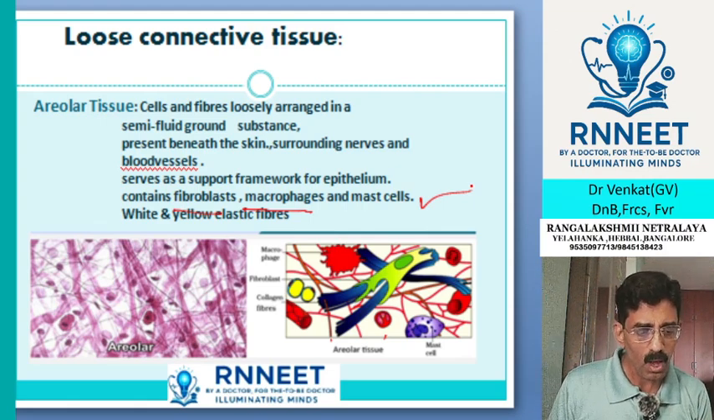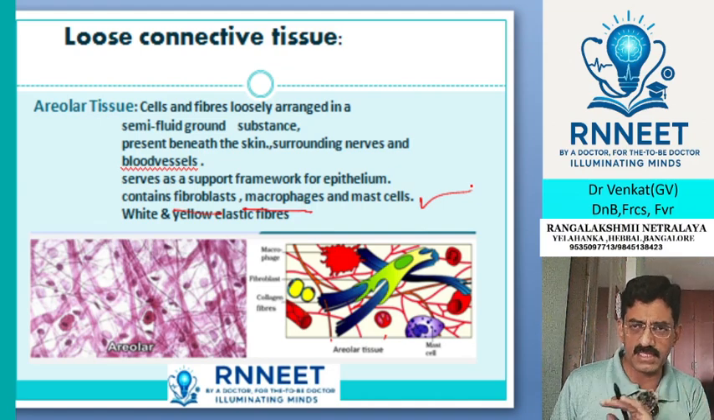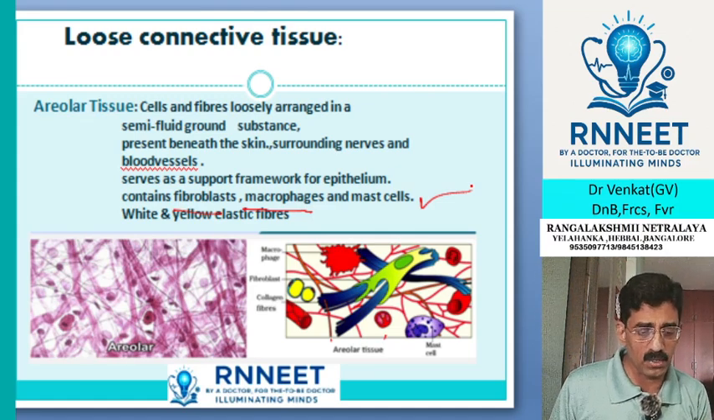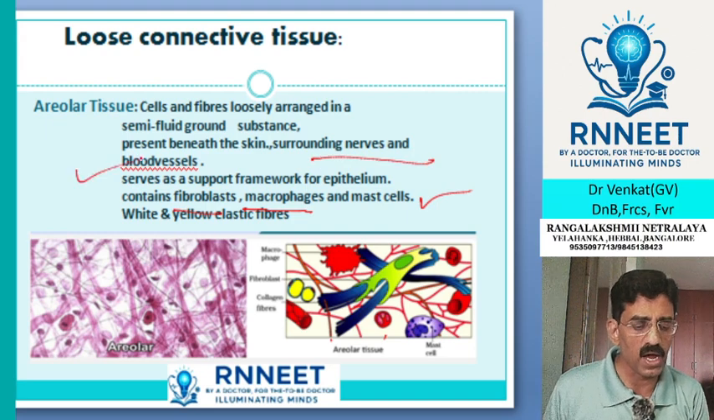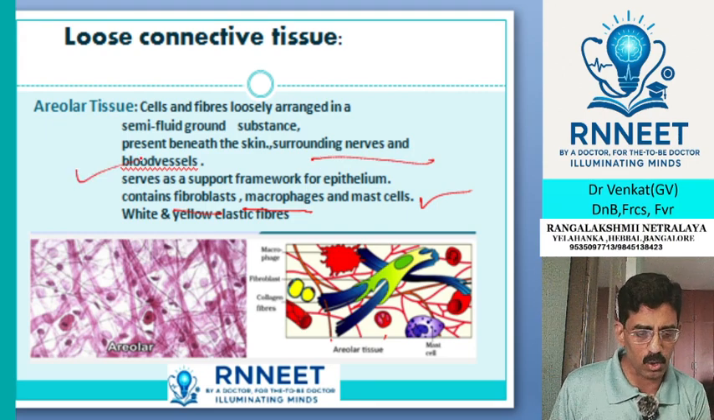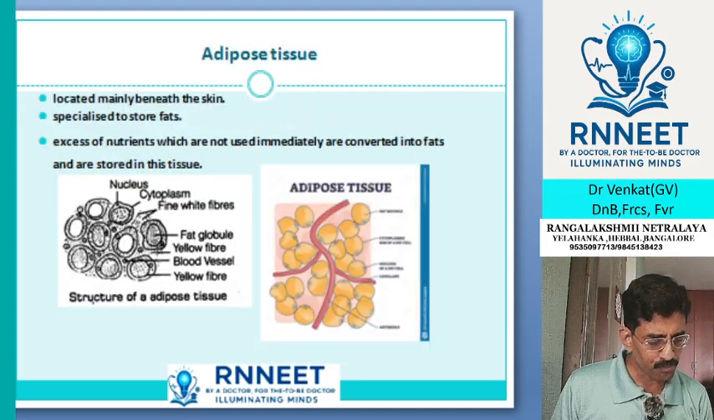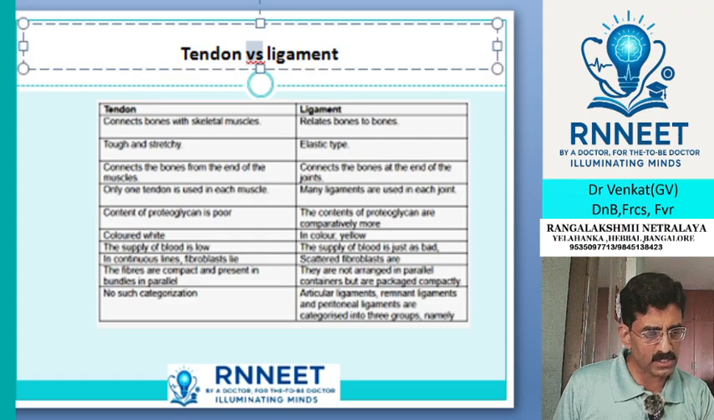There are also white and yellow elastic fibers. Remember this. So where is this present? It is present typically beneath the skin, and the skin basically will have different layers of epithelium and a basement membrane at the bottom. Below that will be the areolar tissue, generally surrounded by both nerves and blood vessels. It is loosely arranged. So these are classical points. Every word of these is extremely important. Let us look at the next part.